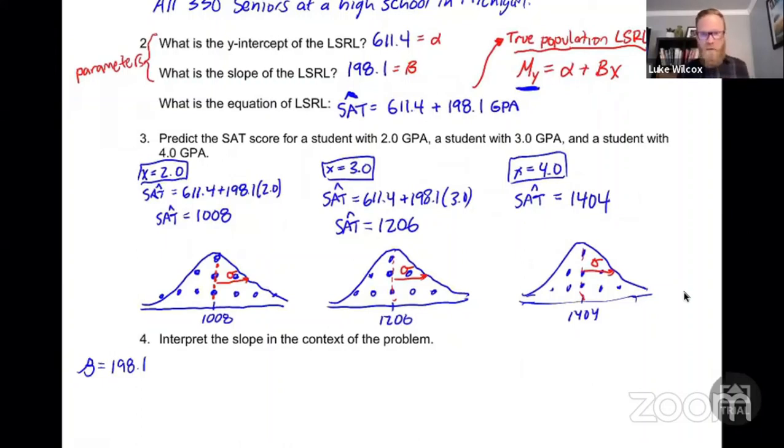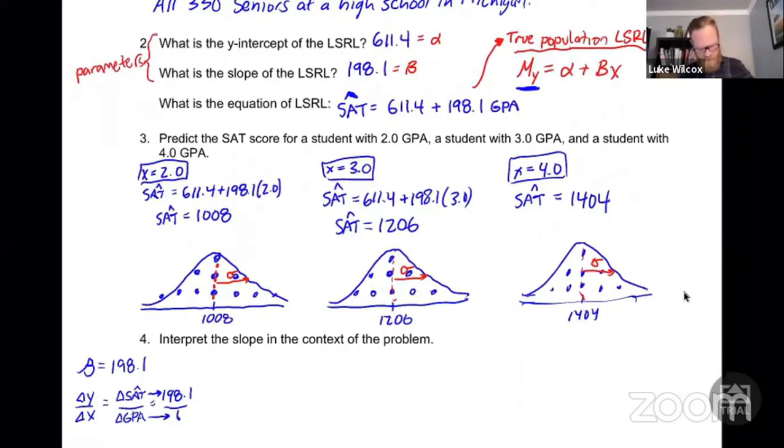When you first learned slope in your very first algebra class, you may have learned it as the rise over the run, or even possibly as the change in y over the change in x. And if you put that in the context of the problem, change in y would be the change in the predicted SAT score divided by the change in the GPA. And we know that value is 198.1. And I'm going to write it as a fraction over 1. And so really, it's telling you that for a change in GPA of 1, we would predict the SAT score to have a change of 198.1. So we just need to go ahead and put that into words now.